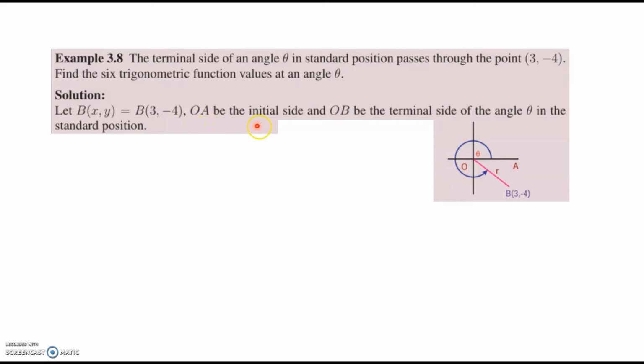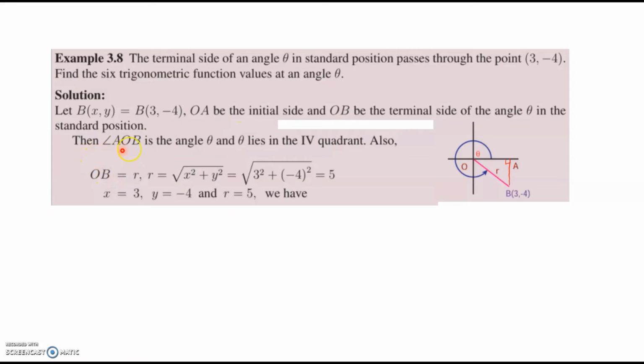Now OA be the initial side. So let's define this OA as the initial side with O as the center, and OB be the terminal side. So OB is the terminal side of the angle theta. This is the angle theta in the standard position. Then the angle AOB is the angle theta, and theta lies in the fourth quadrant. So this angle lies in the fourth quadrant.